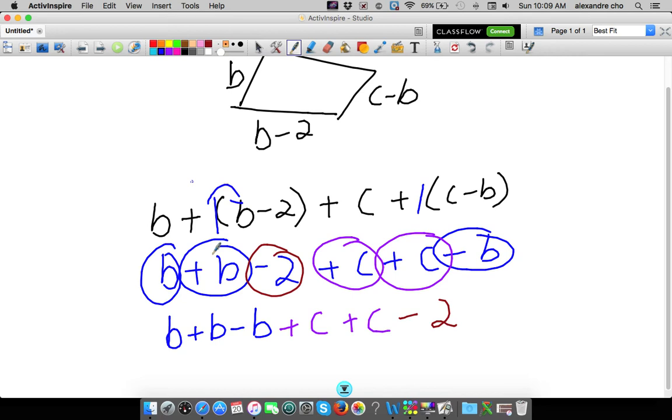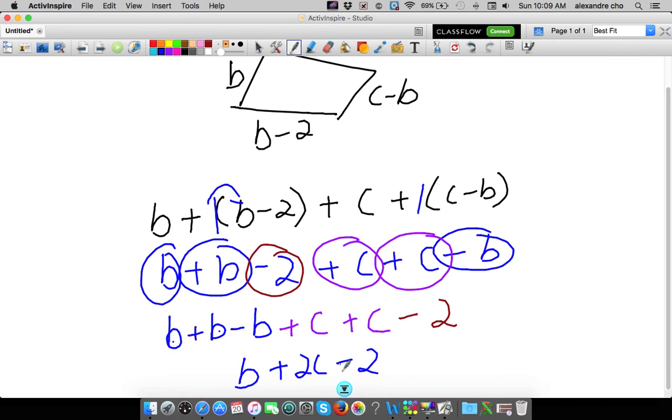Let's combine what we can. B plus B is 2B minus B, so I get simply a B. I have 2 B's, take away 1 B, I have a B. I have 2 C's, plus 2C, and then finally the minus 2. So this would be my expression.